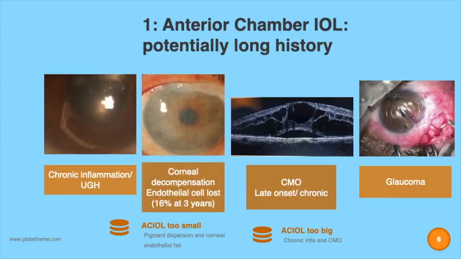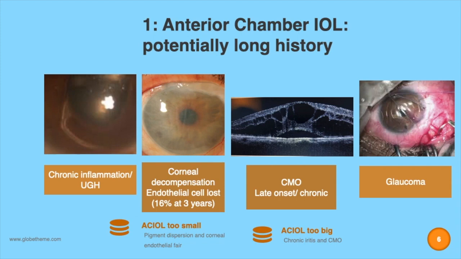However, there are potential patients that might have a long-term problem. Either they end up with chronic inflammation or corneal decompensation, as ACIOL causes 16% of endothelial cell loss even in the first few years. Or patient might present with CMO. Lastly, potentially patient can end up having glaucoma due to continuous pigment dispersion from the rubbing of iris. This is one thing we have to remember.